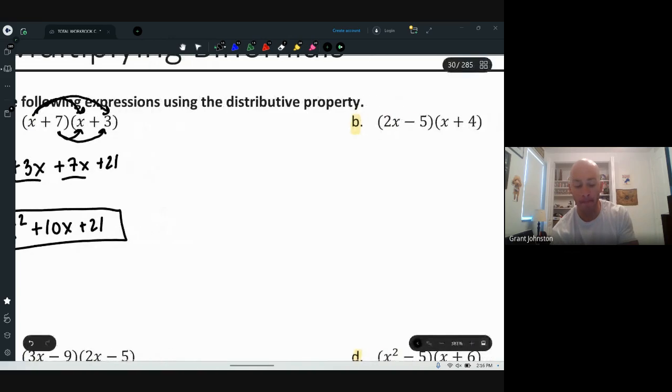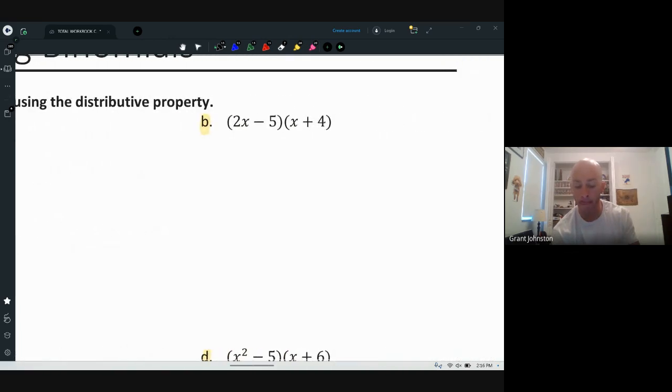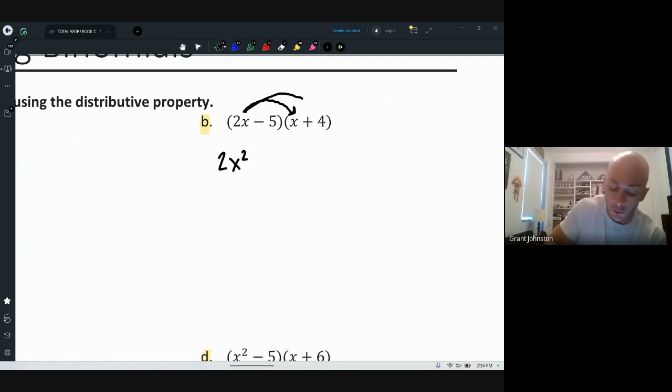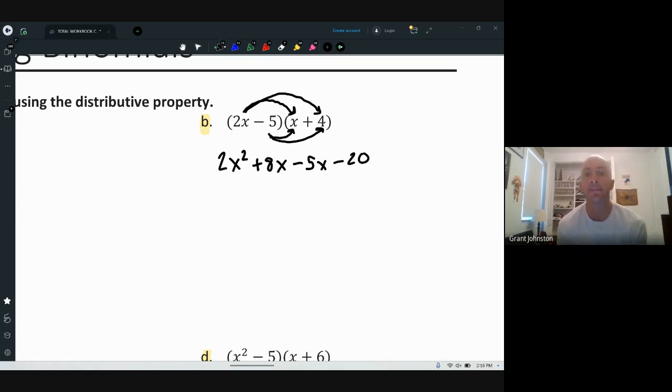Let me show you b. So we're going to distribute the 2x minus 5 to the x plus 4. Remember, distribute is just multiplying. So let's first distribute the 2x. So the 2x times the x would be 2x to the second. The 2x times the 4 would be 8x. So we've distributed the 2x. Now let's distribute the negative 5. Negative 5 times x would be negative 5x. And negative 5 times 4 would be negative 20.